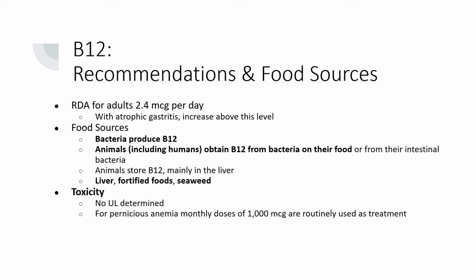Toxicity: there is no known toxicity for B12, and for that reason no upper limit has been determined. In the case of pernicious anemia, which we'll see on the next slide is what happens when there's a B12 deficiency, monthly doses of 1,000 micrograms of B12 might be suggested as treatment. Even at that level, there's no known toxic effect. But again, this is for someone who's already been super deficient in B12. So we're not recommending 1,000 micrograms monthly if you have adequate levels of B12.